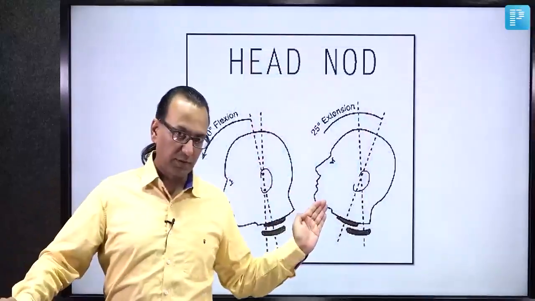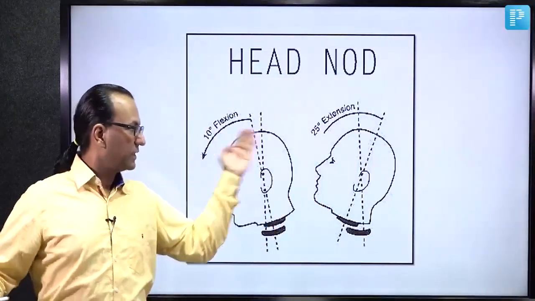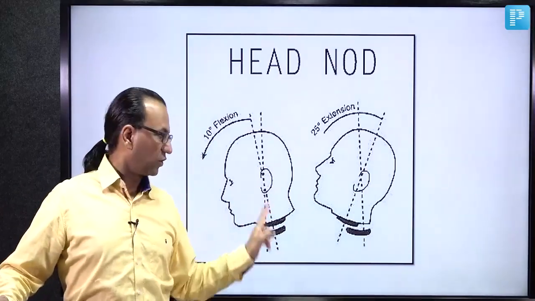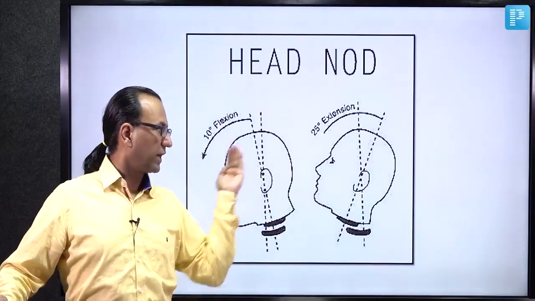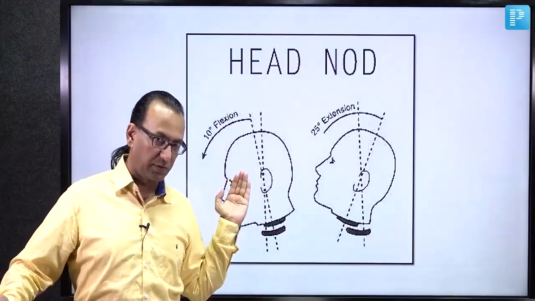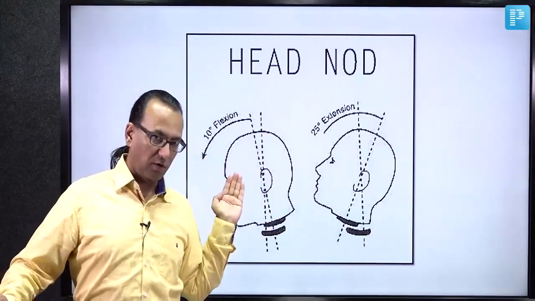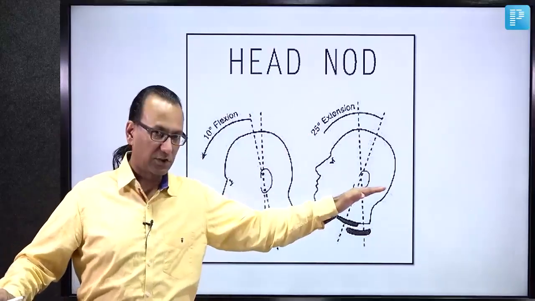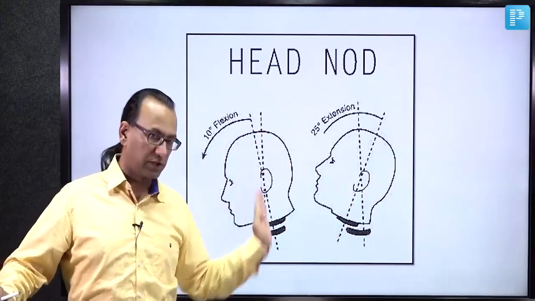Now, when it comes to the yes movement, where the skull is moving on the atlas bone, basically at the atlanto-occipital joint, you will find that it is an ellipsoid synovial joint, though some books will call it a condylar synovial joint as well. Here you have flexion and extension of the head over the vertebral column.